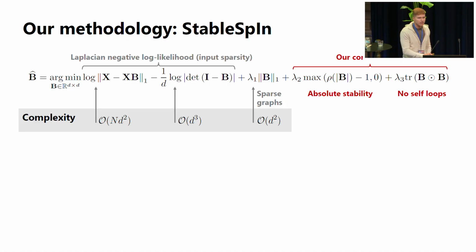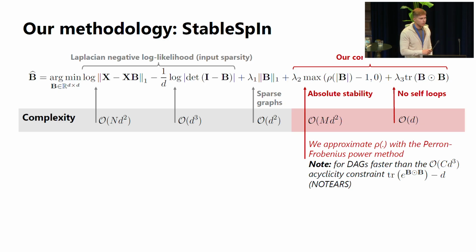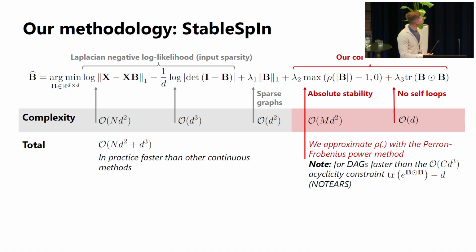Now, speaking about complexity, the first two terms are the most heavy, nd squared and d cubed. And the rest of those are of less complexity, particularly because we approximate the spectral radius with the Perron-Frobenius power method. And this makes the constraint faster than the typical cubic complexity of the acyclicity constraint. So the total complexity is dominated by the first two terms, still cubic, but in practice faster than other continuous methods, as we will see in the experiments.